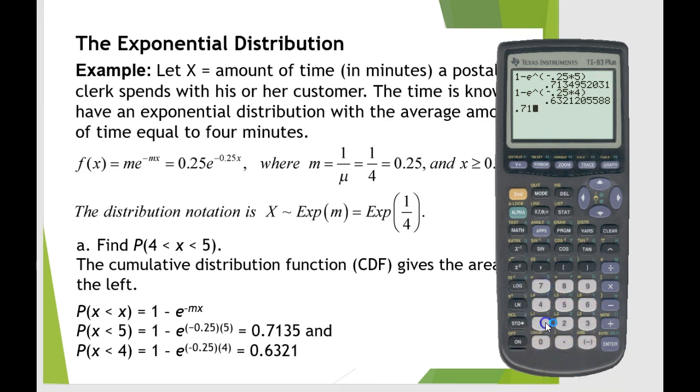So 0.7135 minus 0.6321. So the probability that the value of x is going to be between 4 and 5 is this, which is 0.0814 or 8.14%.